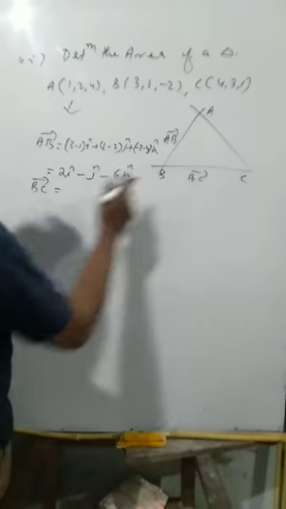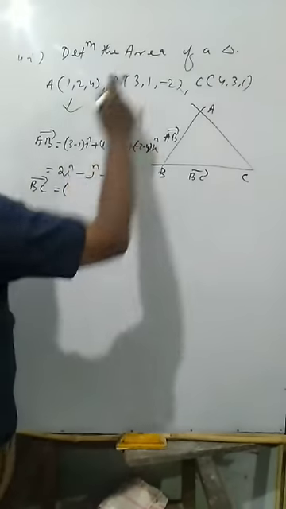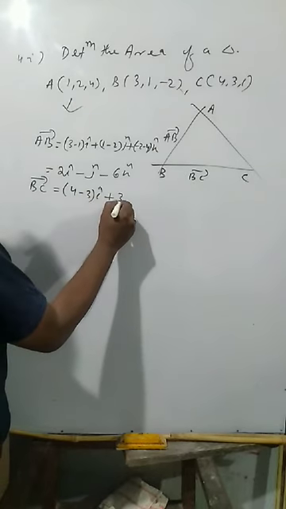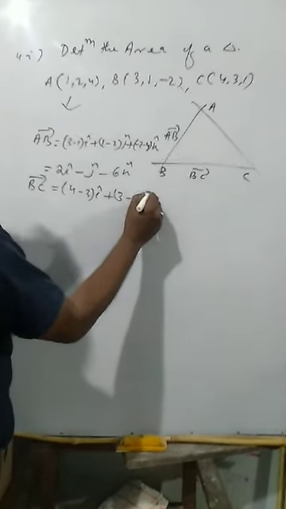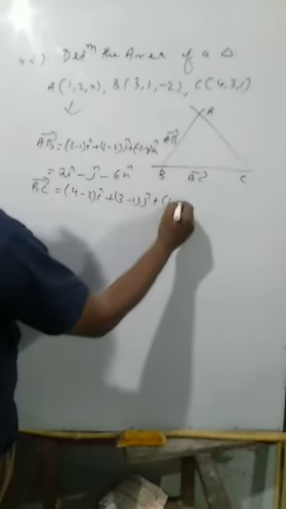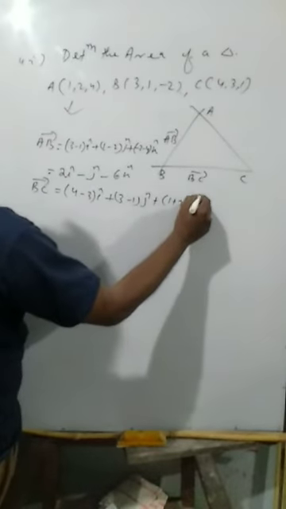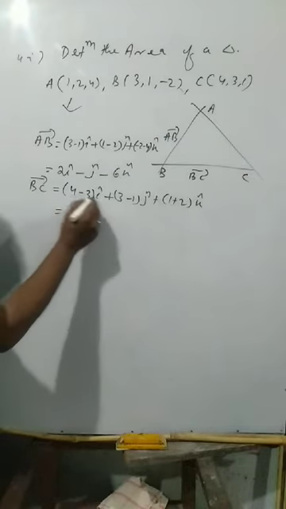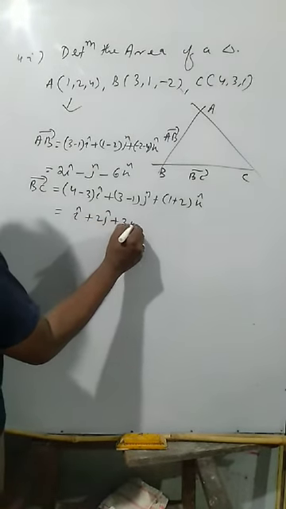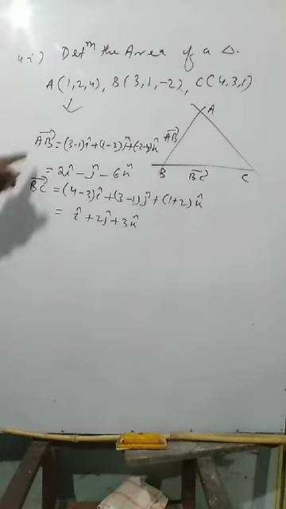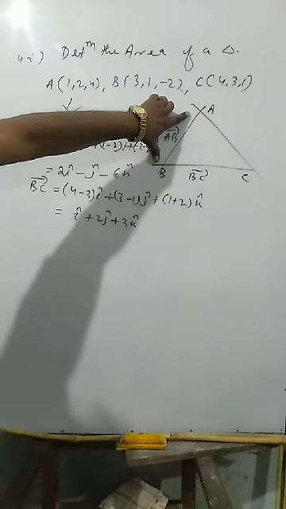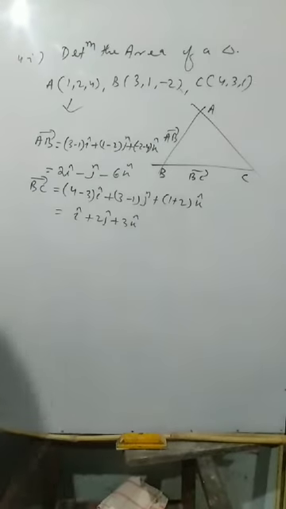Then the BC vector equals C minus A. C minus A means 4 minus 3 I cap, 3 minus 1 J cap, 1 minus 2 means plus 2 K cap. Here it is 1 I cap plus 2 J cap plus 3 K cap. Now we know both the AB vector and the BC vector, the adjacent sides AB and BC.